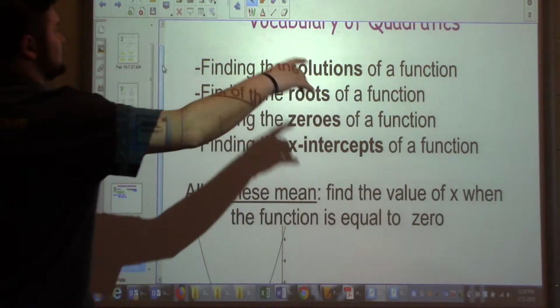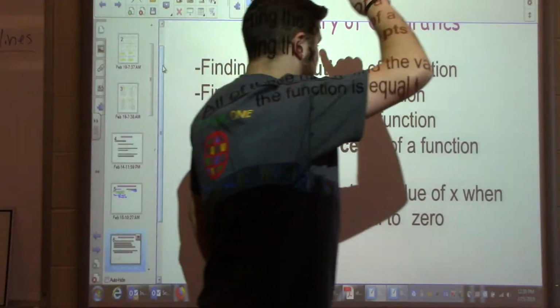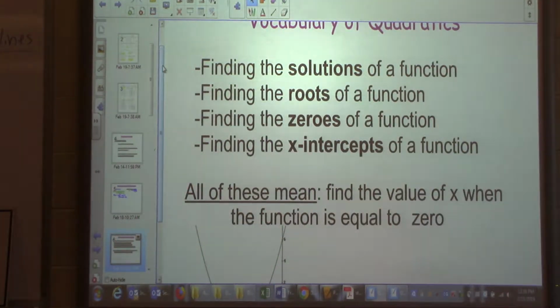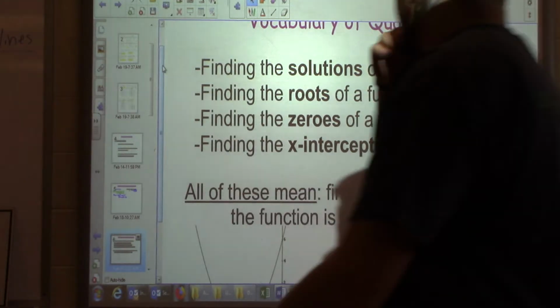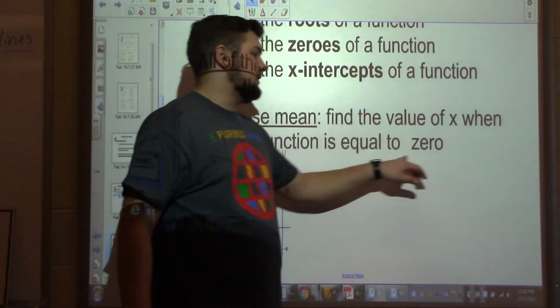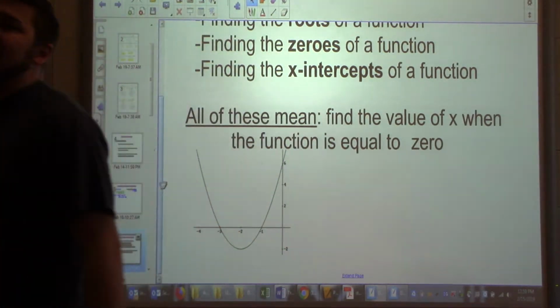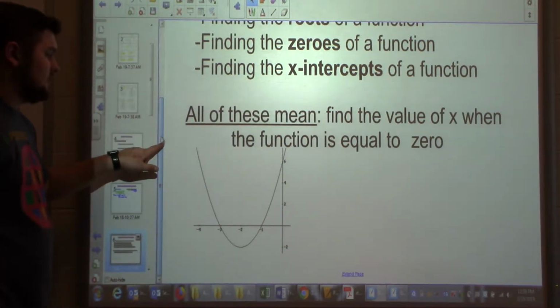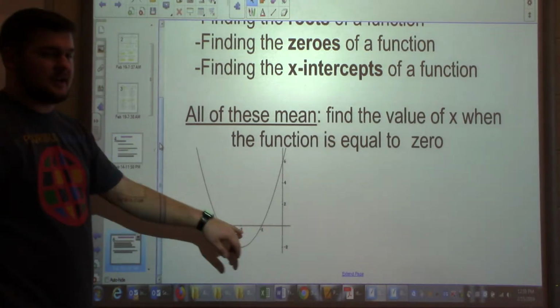So, finding the solutions of a function, finding the roots, finding the zeros, finding the x-intercepts of a function. We talked about this already. They all mean the same thing, right? These are solving for x. We're trying to find the solutions. So, we're always trying to find the value of x when the function is equal to 0, or when y equals 0. Right? Where y equals 0, we have x-intercepts.